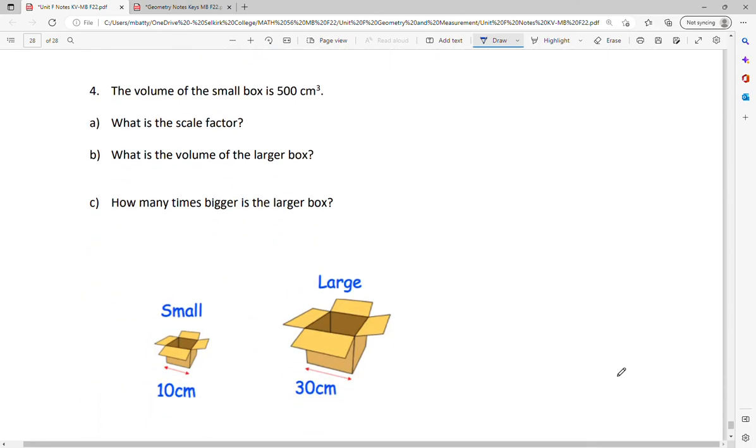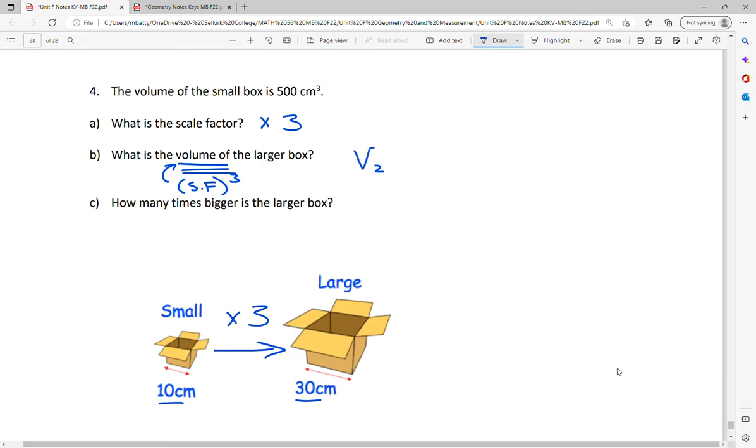The next one is a bit of a picture, which is kind of fun to do. We have a small box and a large box. You can see that it's scaled up, right? 10 and 30, it's scaled up by a factor of 3. That's the first question. The scale factor of this is 3. What's the volume of the larger box? Remember that means that my scale factor is going to be cubed, not squared, because we're not talking about area.